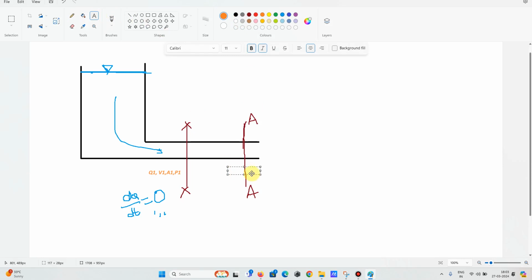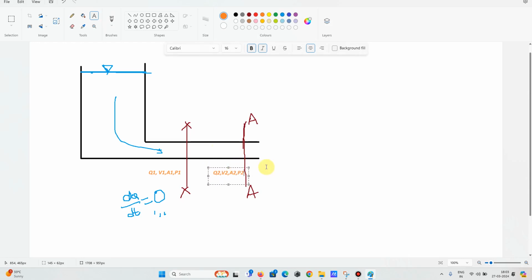So for this section we have Q2, V2, which is the velocity at section AA, A2, which is the cross sectional area at AA, and P2, which is the pressure at AA.